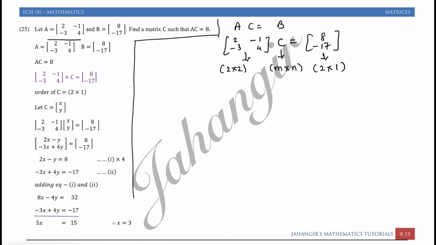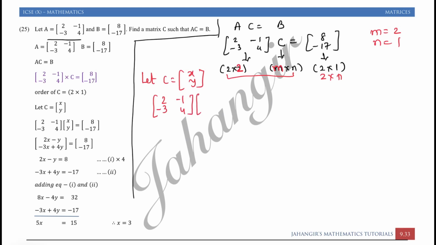So as per the rule, for a multiplication to exist, the number of columns of the first matrix should be equal to the number of rows of the second matrix. So m is 2. Now this into this is equal to 2 into n. So therefore n is 1. So let matrix C be 2 rows and 1 column, x, y. So I will write [2 -3; -1 4] into [x; y] is equal to [8; -17].